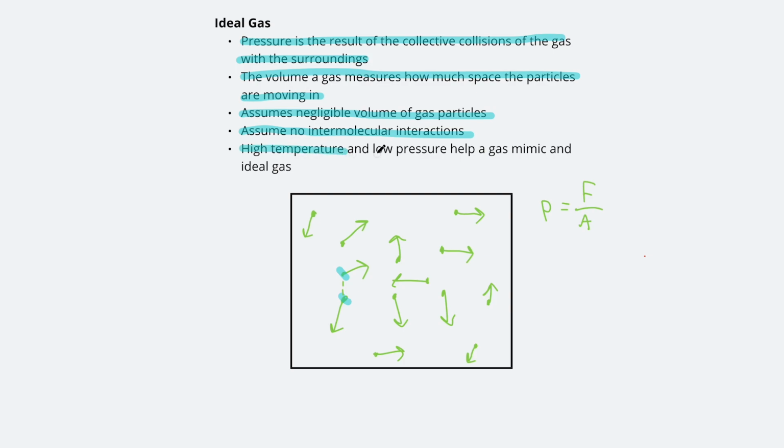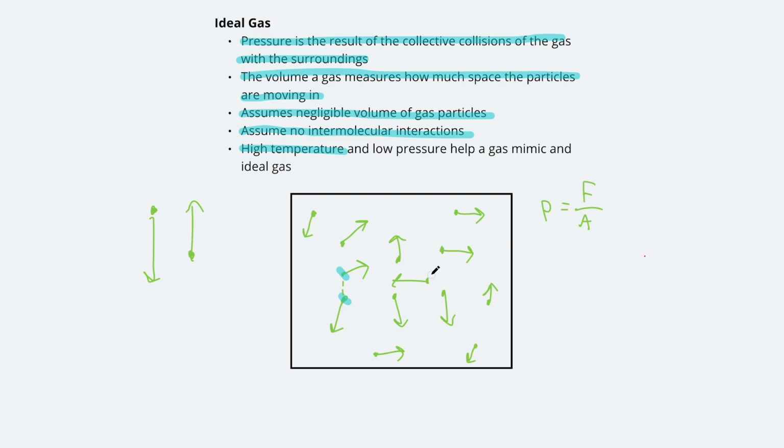The reason a high temperature helps a gas mimic an ideal gas has to do with those intermolecular interactions. So here is a gas molecule moving down, and then here's a gas molecule moving up. If those two are moving very slowly, then there's a lot of time for those intermolecular interactions to form. But if they're moving extremely quickly, then there's no time for the intermolecular interactions to occur, and they'll just zoom right past each other. So having a high temperature helps to mimic the idea that there are no intermolecular interactions.